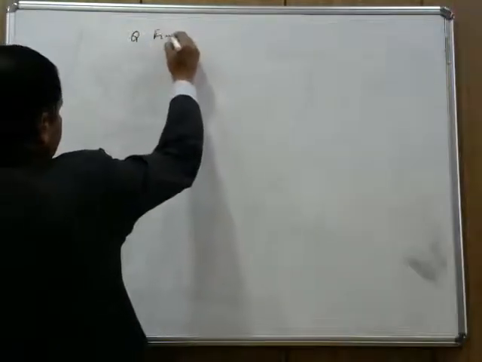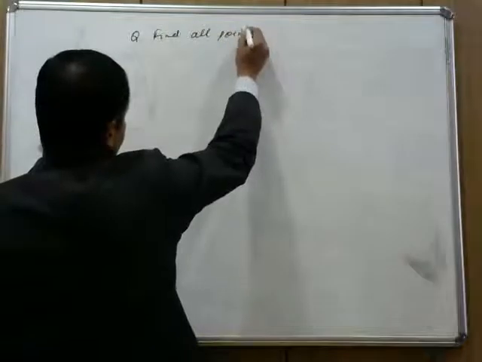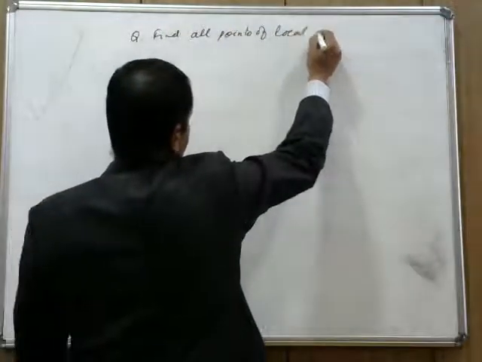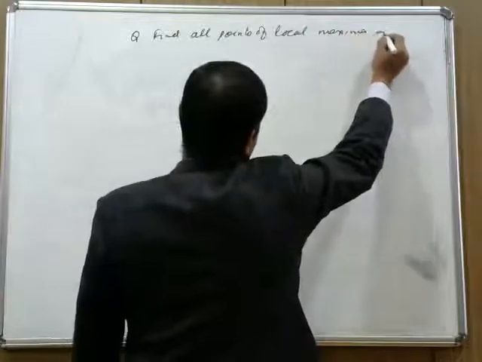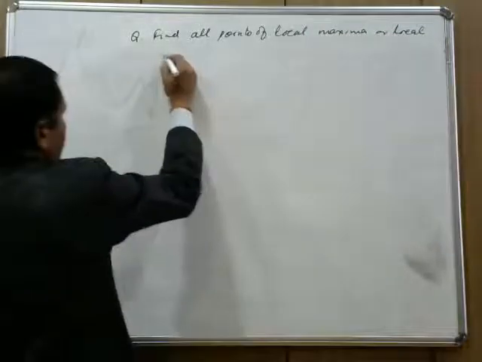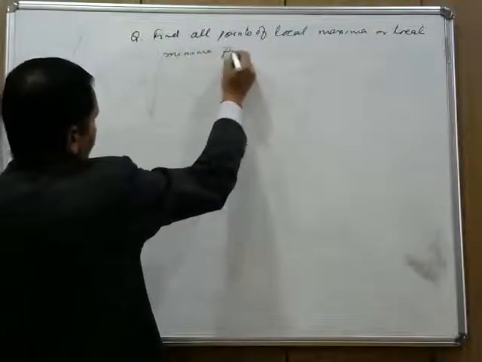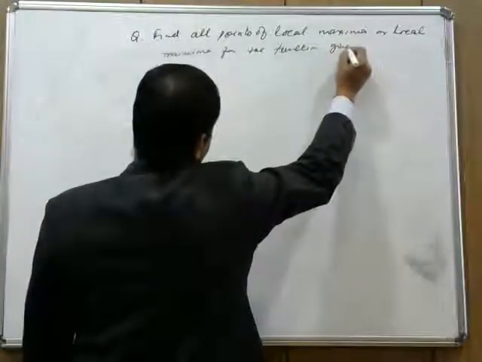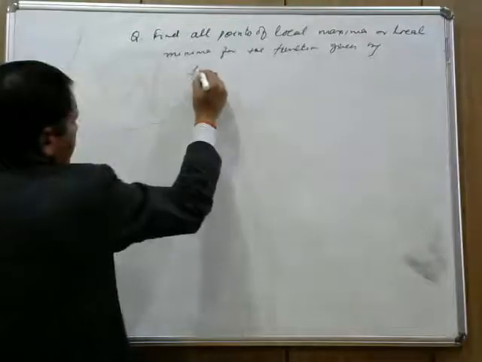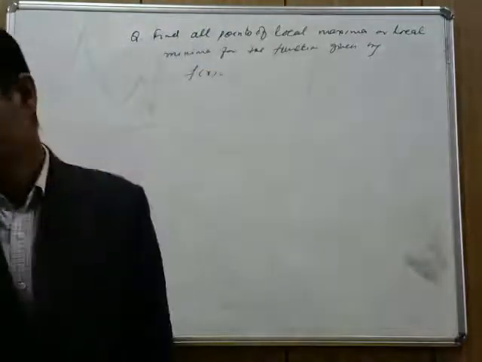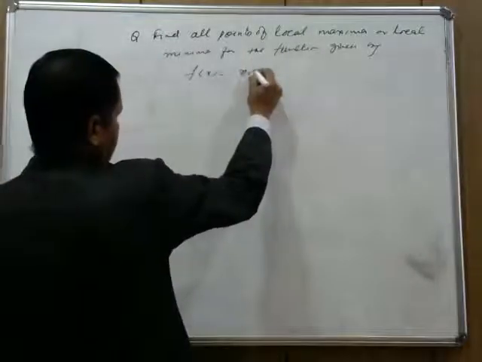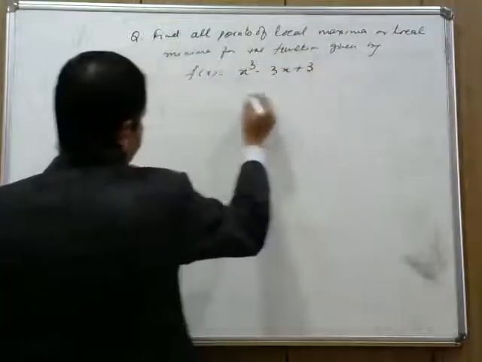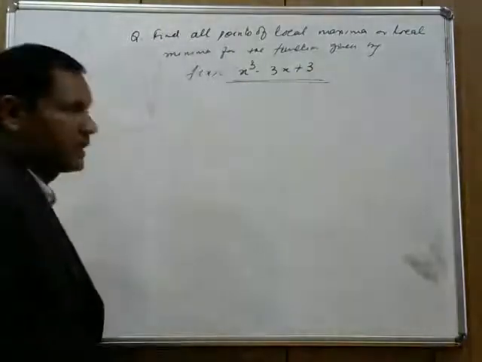Suppose we have: find all points of local maxima or local minima for the function given by f of x is equal to x cube minus 3x plus 3. Now I will be solving this question by the second derivative test.